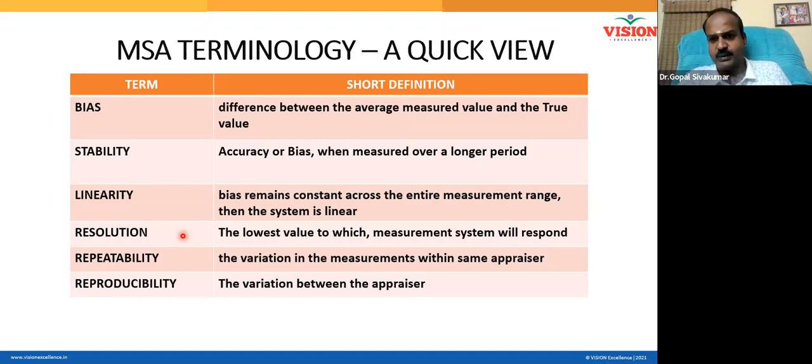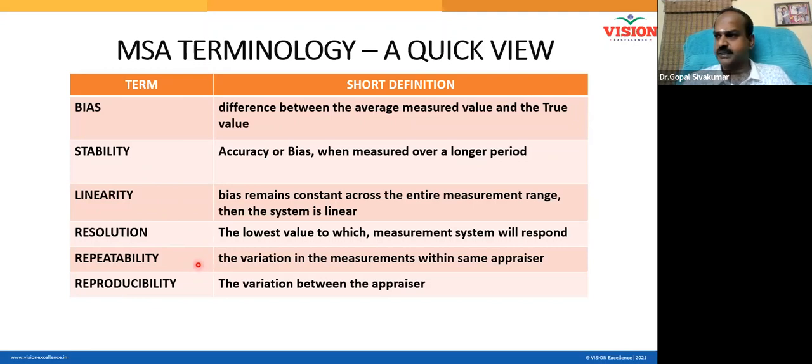A vernier will have a least count of 0.01 and sometimes it is 0.001. That means the more, the better the resolution, the deeper will be the information, right? And that is called resolution.